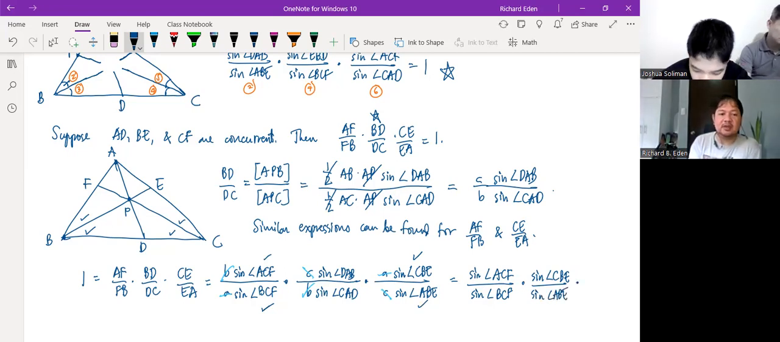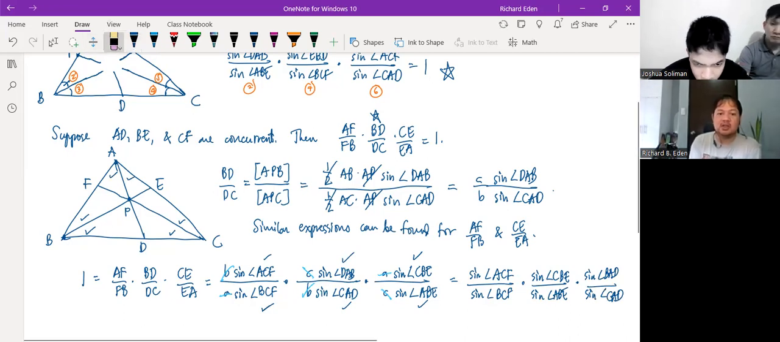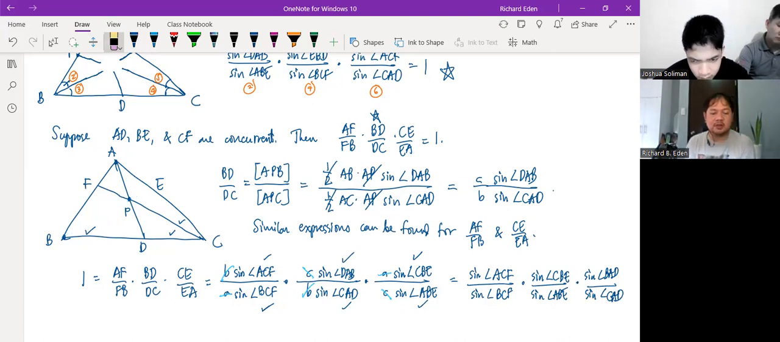And then times, this would be next, BAD. So here it is, sine of angle BAD. And then lastly, CAD, sine of angle CAD. And the product of these, of this particular sine combination is indeed equal to 1. So this is the trigonometric form of Ceva's theorem.